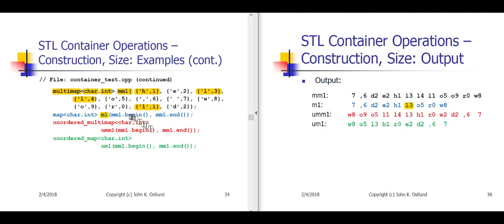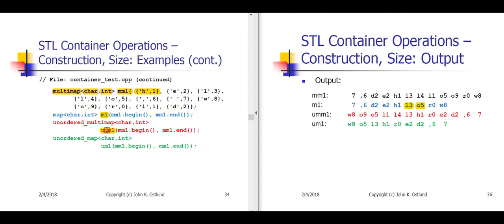Likewise for O, we have the first occurrence of the key O with its value 5, and we see that in the output, but the second occurrence of O with value 9 is rejected. Alright, well, let me clean up my highlighting here on slide 34. So we have constructed M1 using the pairs taken from MM1, the multimap, from the beginning element up to but not including the end element of MM1.